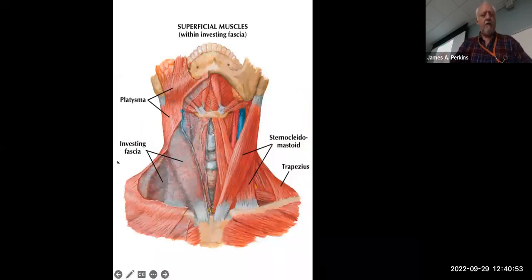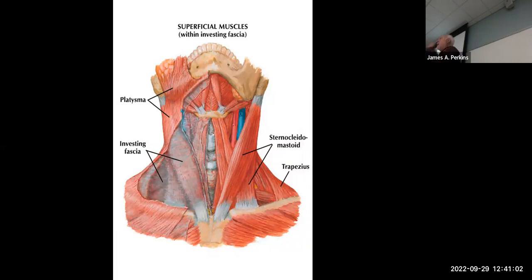And you may not have actually recognized this layer of fascia as you were doing your dissection on Tuesday, but you actually had to remove it or cut into it in order to access a lot of the structures that you were looking at. A lot of the fibrous tissue that you had to remove in order to access some of the nerves in the neck and to clean off the surface of the sternocleidomastoid, you didn't realize it, but what you were removing was investing fascia from the surface of the muscle. So it lies just deep to platysma.